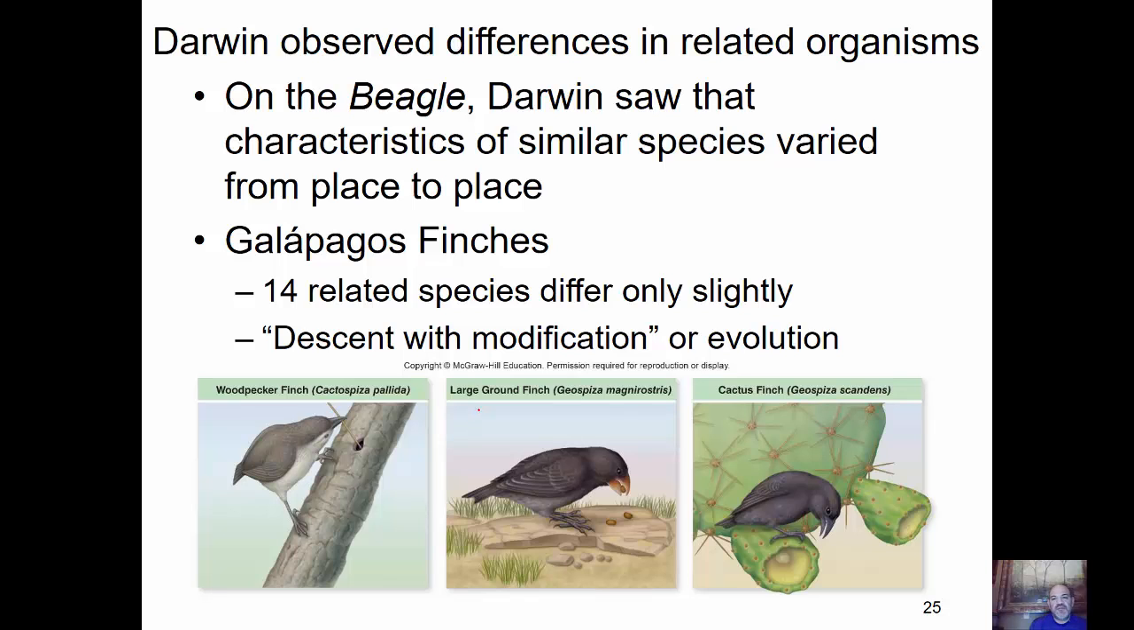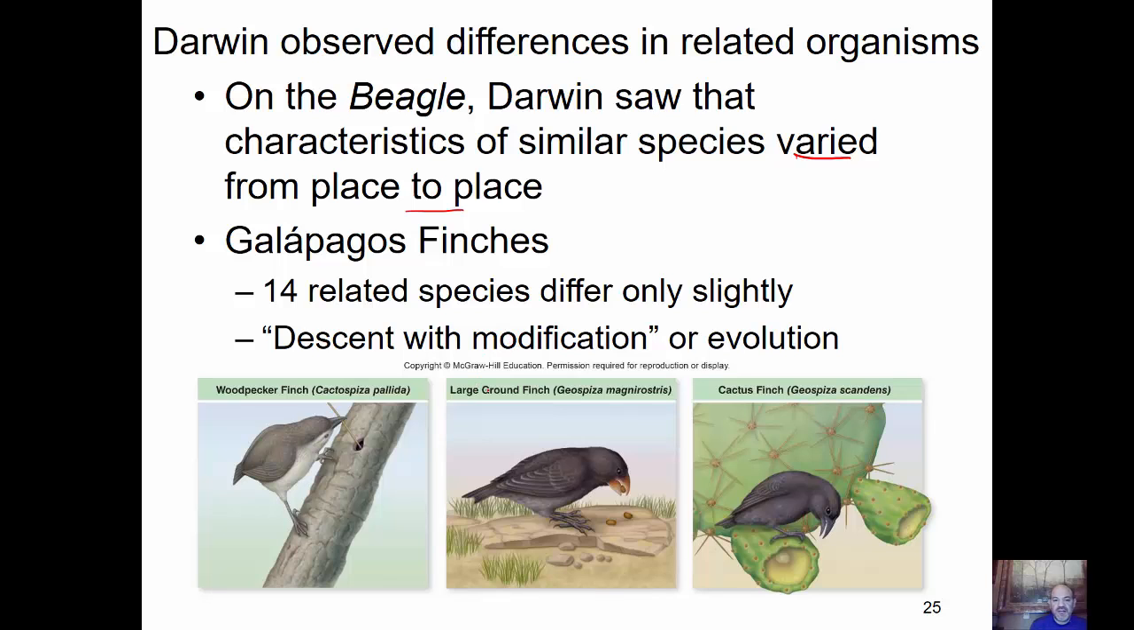Darwin observed differences as he traveled around all those places. He observed differences in related organisms. He saw that characteristics of similar species varied from one place to another. One of the places he stopped at was the Galapagos Islands, which were off the coast of Ecuador. He observed 14 different species of finches. They were all similar, but they did have slight differences in their appearance, especially with their beaks and how they fed, their food habits.